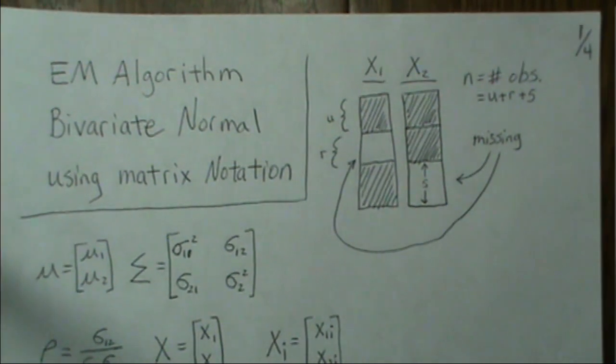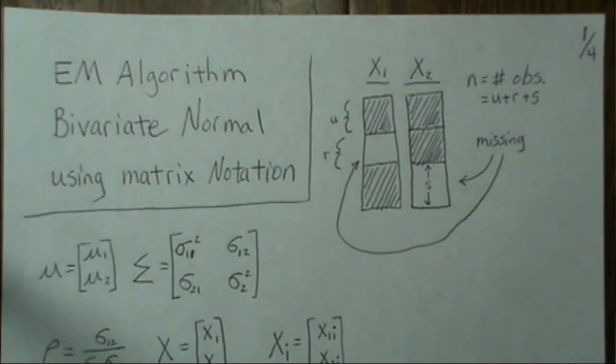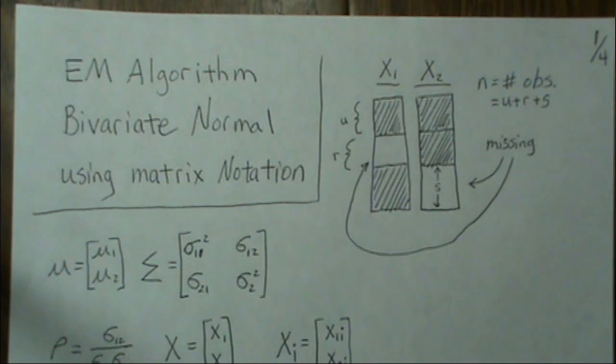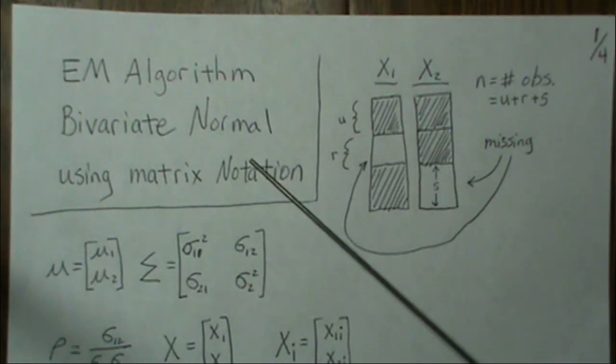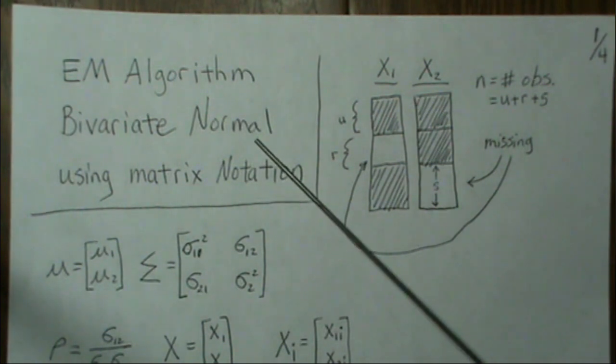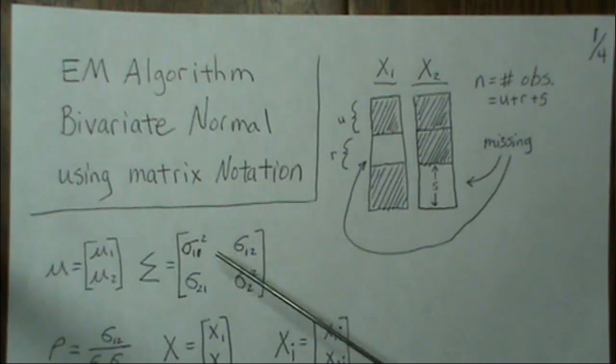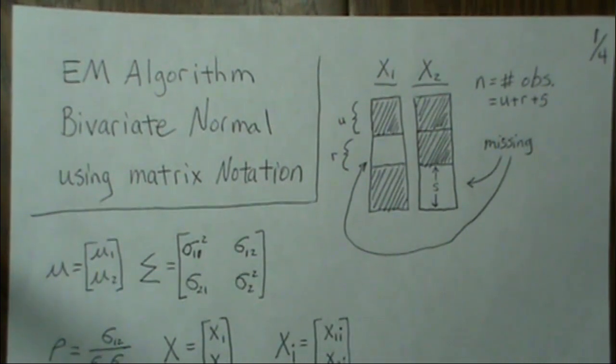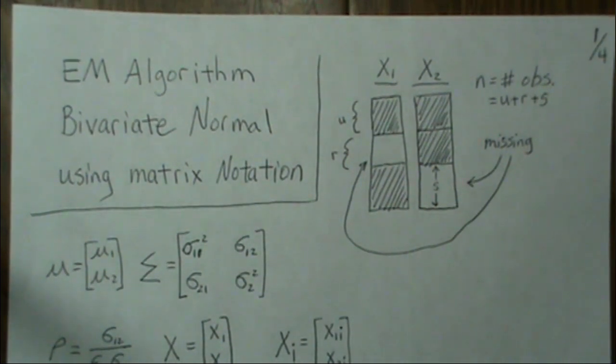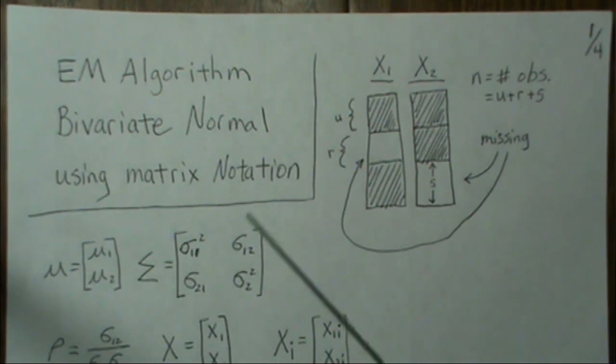Here's the next video in the EM algorithm, the examples part. We're going to look at the bivariate normal distribution, and we're going to try to use matrix notation to help solve this, simplify some of the notational issues. Otherwise it gets a little cumbersome.